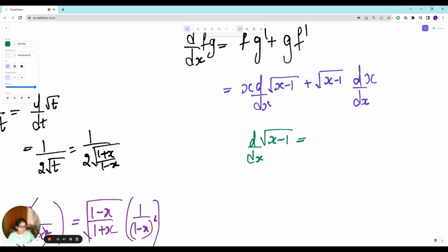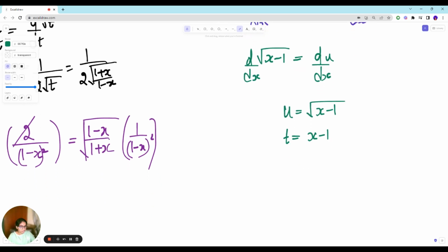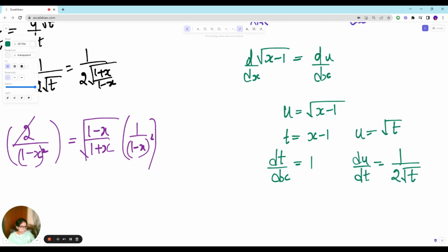Let me first write square root of x minus 1 as, say, u. So u is equal to square root of x minus 1. Now I'll take t as x minus 1. Then what would happen to our u? u is equal to square root of t. What is dt by dx? dt by dx is 1. Agree? What is du by dt? du by dt is 1 divided by 2 root t.